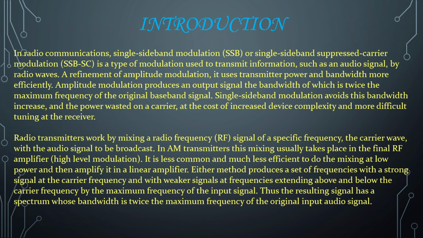Amplitude modulation produces an output signal, the bandwidth of which is twice the maximum frequency of the original baseband signal. Single sideband modulation avoids this bandwidth increase and the power wasted on a carrier, at the cost of increased device complexity and more difficult tuning in the receiver.